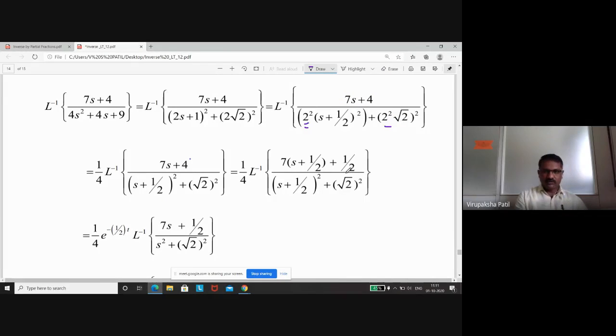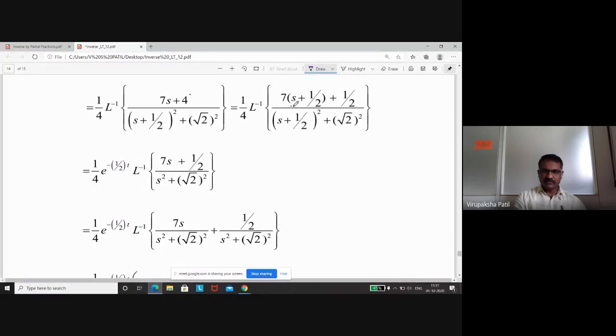Okay. Now what you have to do? See here, in place of s you have s plus 1 by 2. Here also, in place of s, s plus 1 by 2. So 1 by 2 should be taken out. So that is the main logic. 1 by 4 e to the power, it becomes minus. It is plus means it is minus. Minus 1 by 2 times here.